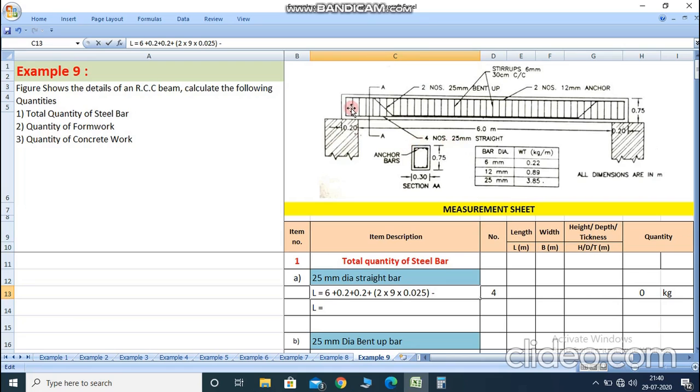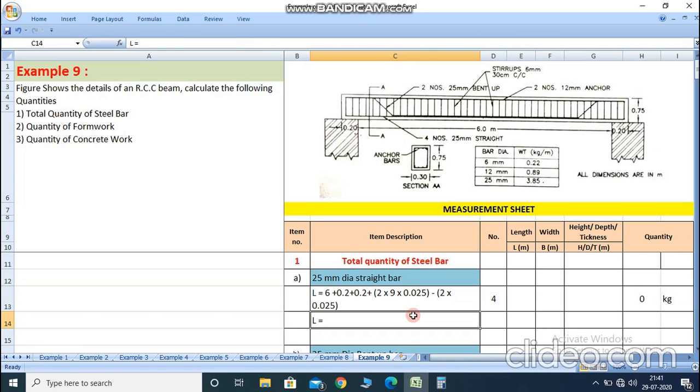Minus, here on both sides, left side and right side, see my cursor point, cover is provided. Here the cover thickness is not given, but if the cover thickness is not given, we assume the cover thickness as 2.5 centimeter. So now the cover on both sides, left side and right side, is excluded. So minus 2 times the cover thickness. Here 2.5 centimeter is converted to meter, so 0.025.